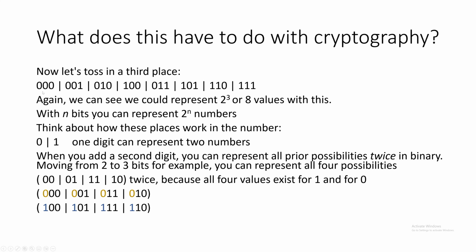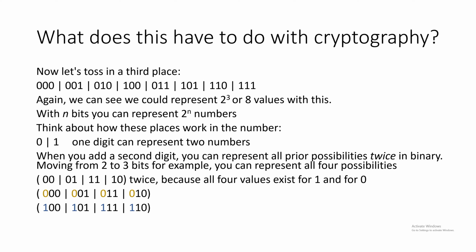Now let's toss in the third. We can represent 8 values with this, 2 to the power of 3: 000, 001, 010, 011, 100, 101, 110, or 111. Again, 3 digits, so 2 to the power of n where n is 3, is 8. 1, 2, 3, 4, 5, 6, 7, 8 different values.